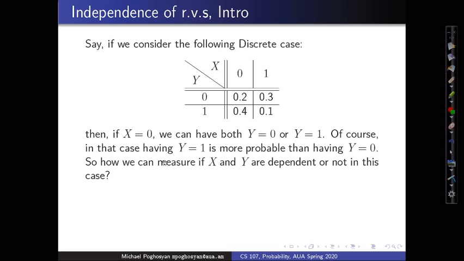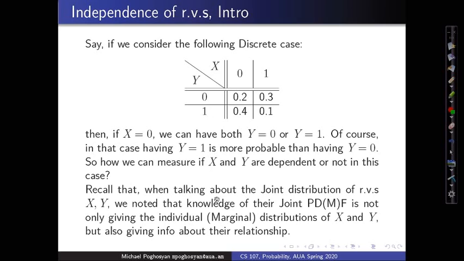So how can we measure if x and y are dependent or not in this case, if for each value of x we can have different values of y? First, we recall that when talking about joint distribution of random variables, we noted that knowledge of the joint PMF or PDF of this random vector x, y is not only giving the individual marginal distributions of x and y, but also giving information about their relationship.